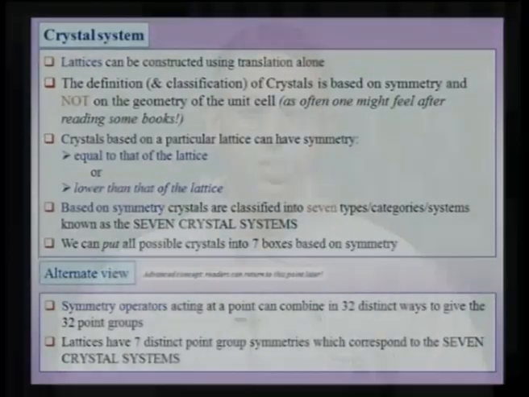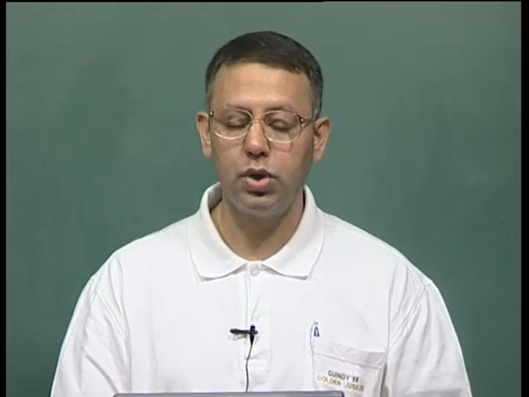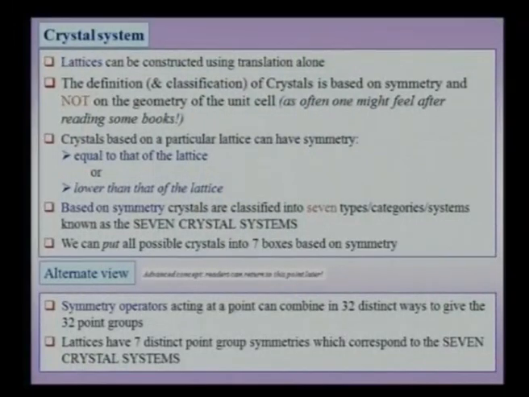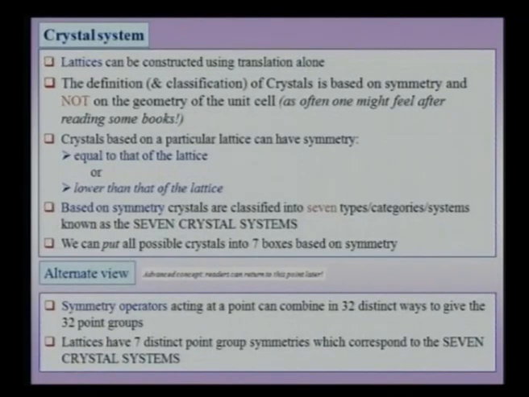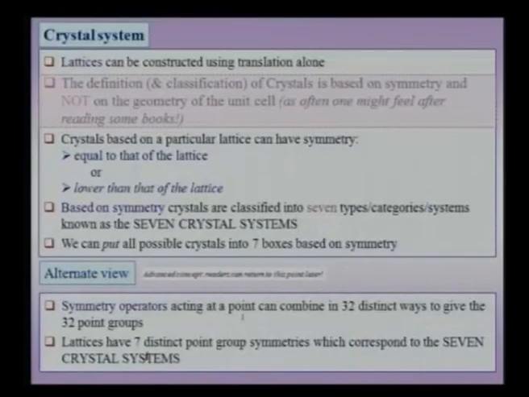This is an advanced consideration at this point of time, but it might enthuse you to go ahead and read about these aspects in a more detailed text like Elementary Crystallography by Buerger. And the points I mention are: symmetry operators acting at a point can combine in 32 distinct ways to give the 32 point groups. Lattices have 7 distinct point group symmetries which correspond to the 7 crystal systems. So, there is a very sound basis of why we should have 7 crystal systems, right, that is absolutely clear. So, the important points to highlight are the point which has been outlined in this dotted box.